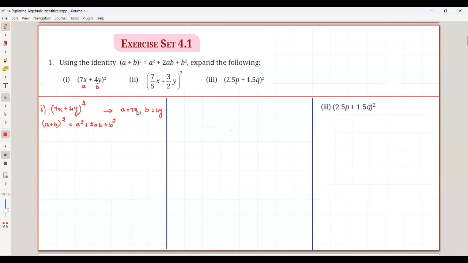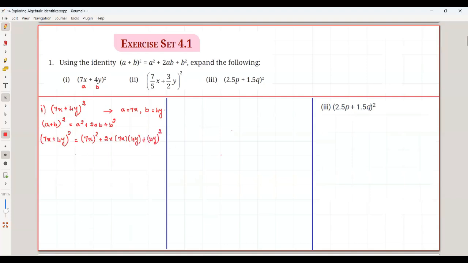In the place of A, you substitute 7x. In the place of B, you substitute 4y. So we'll be getting the answer. So replace A with 7x. So we'll be getting 7x plus B is 4y, the whole square is equal to A square, which means 7x the whole square, plus 2 into A value 7x into B value 4y, plus B square, 4y the whole square.